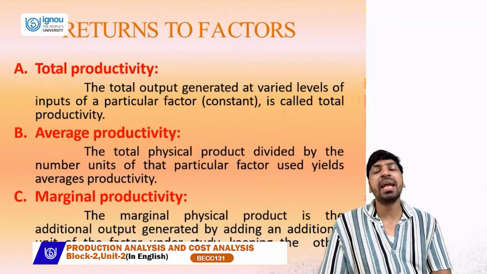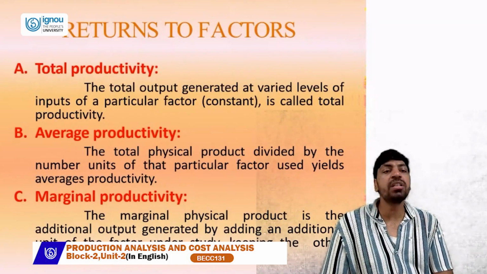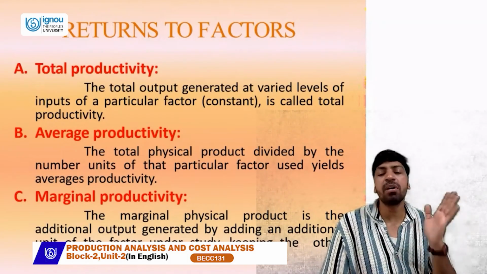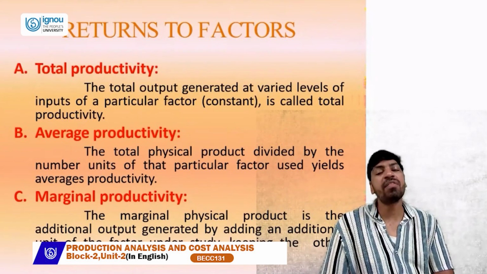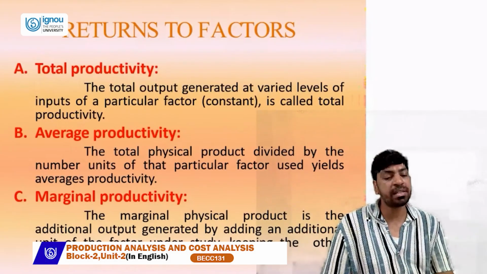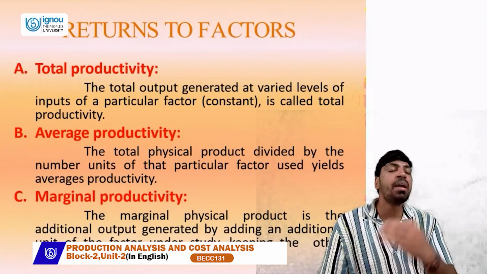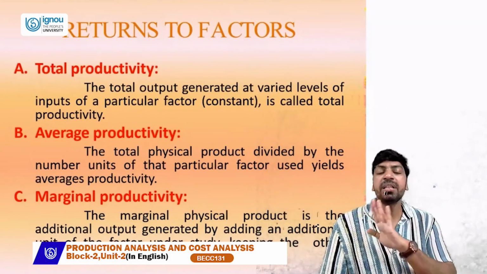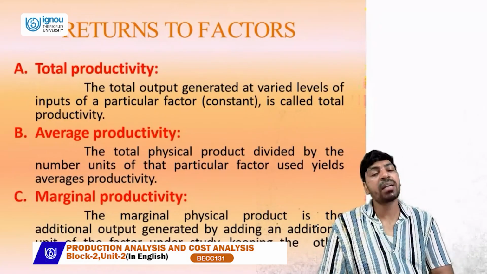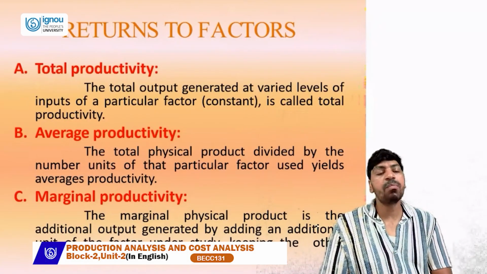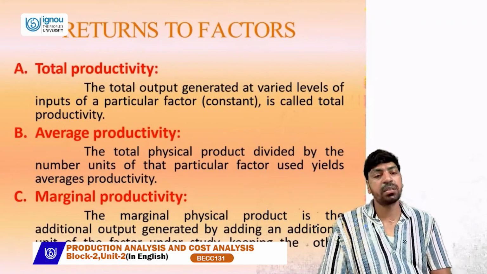Marginal product is the additional output generated by adding one additional unit of a factor, labor or capital, keeping the other factors like technology and organization constant. That's called marginal productivity. In a very simple manner, just add one additional input, keeping all other factors constant. It's called marginal product, and marginal product is generated from the total product.